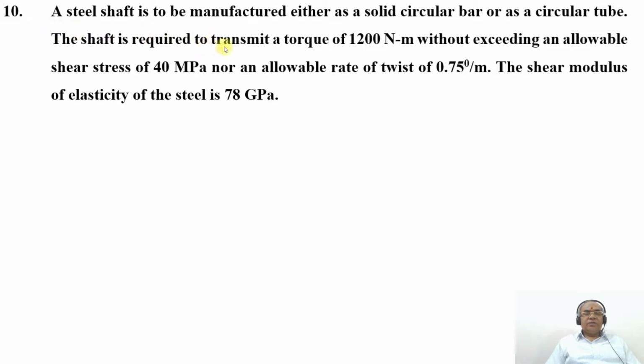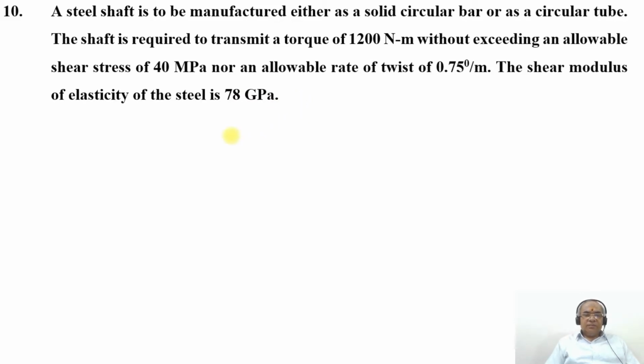The shaft is required to transmit a torque of 1200 Newton meter without exceeding an allowable shear stress of 40 MPa, nor an allowable rate of twist of 0.75 degrees per meter. The shear modulus of elasticity of the steel is 78 GPa.